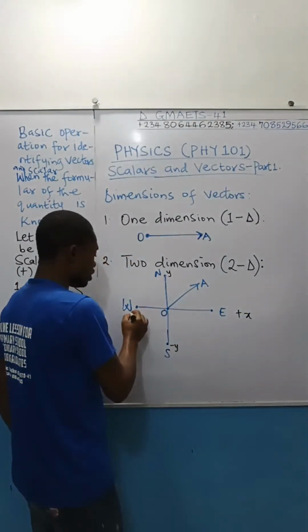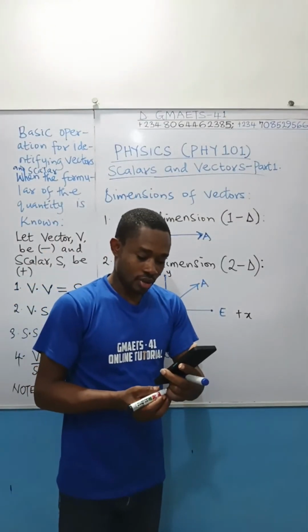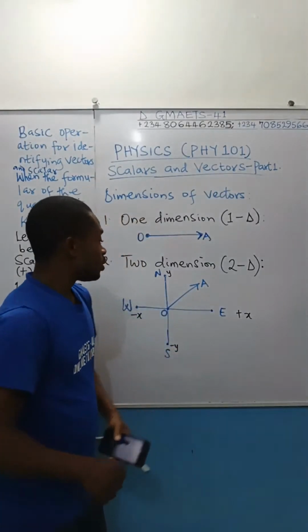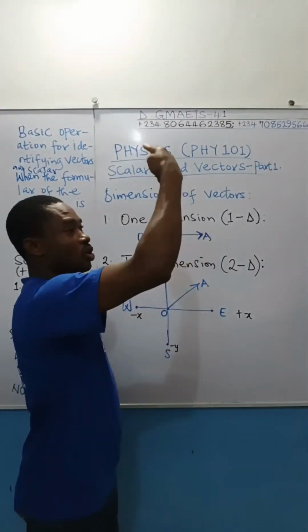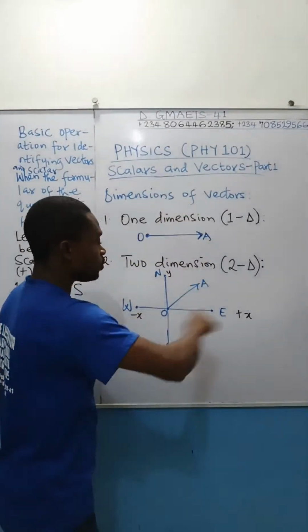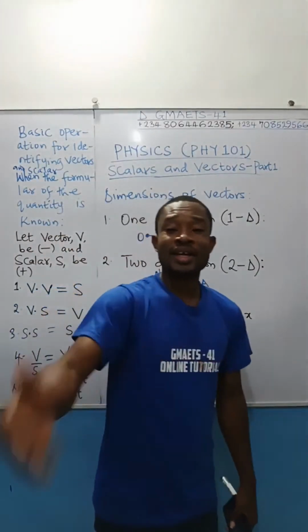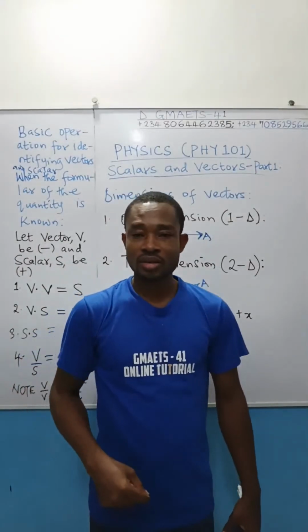The west direction is negative x. Okay, all right, the network is still okay, it's good. So this vector OA is not along the pure y-axis. It is not along the pure x-axis. It is between the y and x. If you're using the cardinal point, it is between northeast.